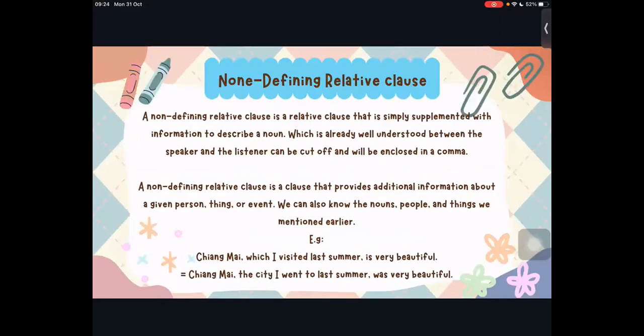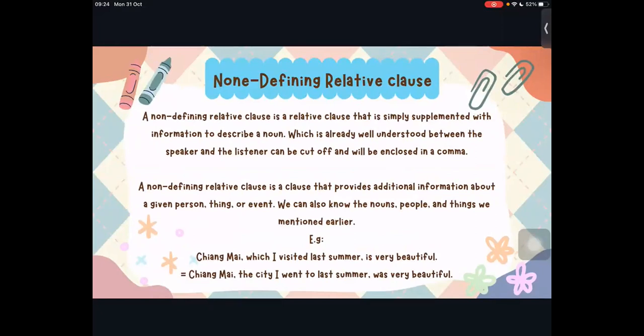Next, we will talk about the non-defining relative clause. A non-defining relative clause is a relative clause that simply supplements information to describe a noun which is already well understood between the speaker and the listener. It can be cut off and will be enclosed in commas. A non-defining relative clause provides additional information about a given person, thing, or event. We can also use it with nouns, people, and things we mentioned earlier.